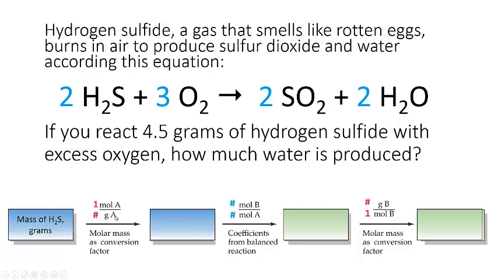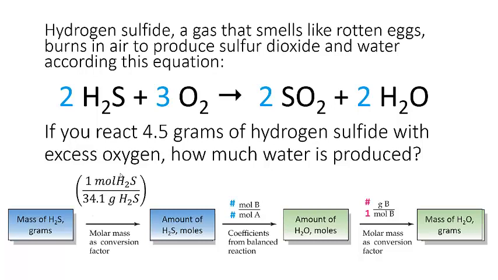If we go from number of grams of A, which is hydrogen sulfide, to moles of A, which is moles of hydrogen sulfide, we're going to end up with moles of hydrogen sulfide on the top. And then if we go from moles of hydrogen sulfide, using the balanced chemical equation, we can make it to moles of water. Then we can go from moles of water using the molar mass off the periodic table for water. We can convert from moles of water to mass of water in grams.